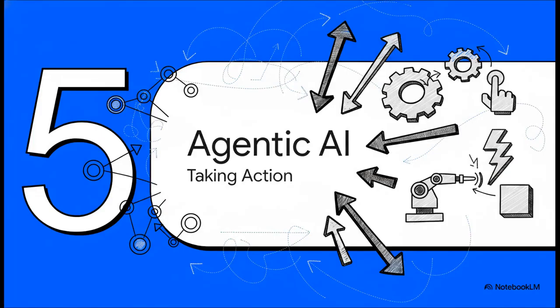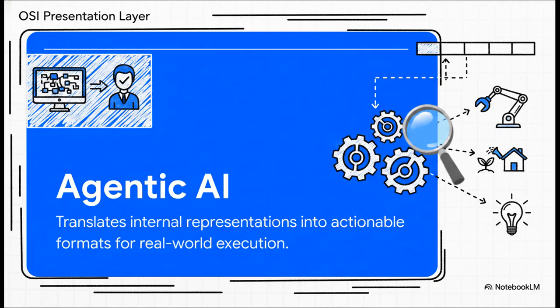Which leads us to Layer 6, taking action, Agentic AI. Because listen, talking just isn't enough anymore. Eventually, the system has to actually do something. We can define Agentic AI by contrasting it with the OSI presentation layer. In standard networking, the presentation layer prepares data for the user. But Agentic AI, it flips that slightly. It prepares concrete actions for the real-world environment. It actually translates internal representations into actionable formats, and it structures goals to execute full-blown multi-step workflows.